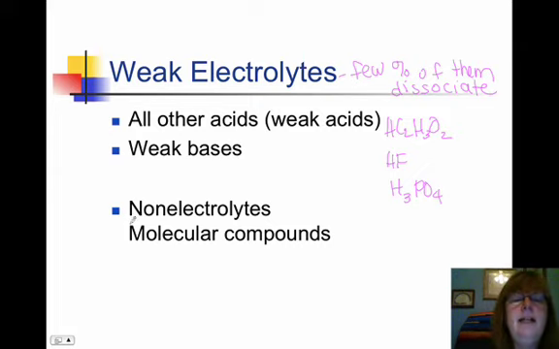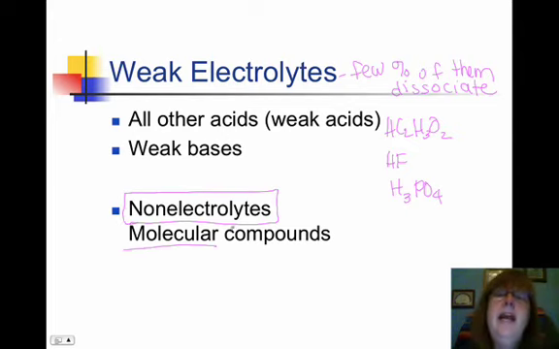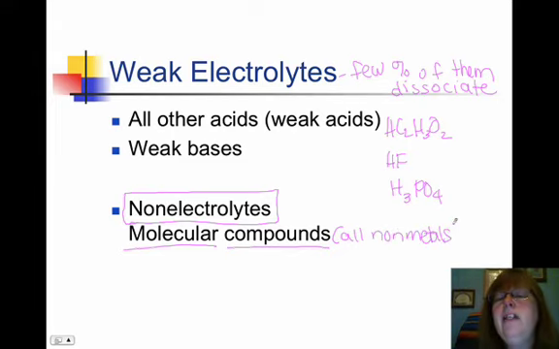All right, non-electrolytes do not conduct electricity. So what is left? Well, it's molecular compounds. And we learned those when we were naming. They're all nonmetals. Remember, we used the prefixes when we did that. And they do not conduct electricity at all. What does that mean? Well, when they're in solution, they don't ionize. They don't form ions at all. So, molecular compounds.